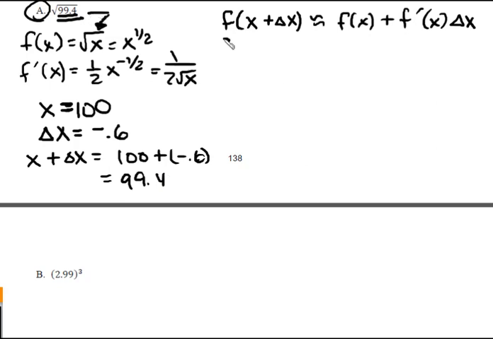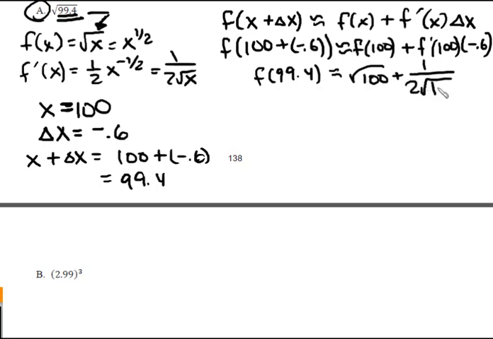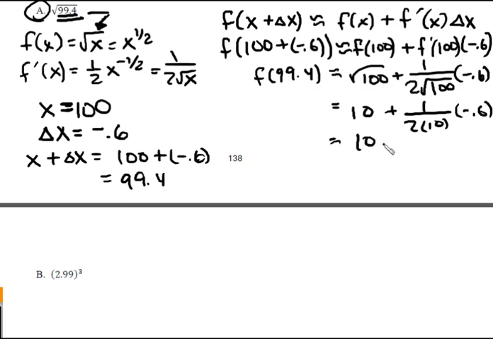Alright, so that means that f of 100 plus negative 0.6, or f of 99.4, which is what we're trying to find, is approximately f of 100 plus f prime of 100 times delta x, which is negative 0.6. Alright, so f of 100 is actually the square root of 100, and then f prime of 100 is 1 over 2 square root of 100 times the negative 0.6. And then this square root of 100 is 10, and this square root of 100 is 10, and then we have negative 0.6.